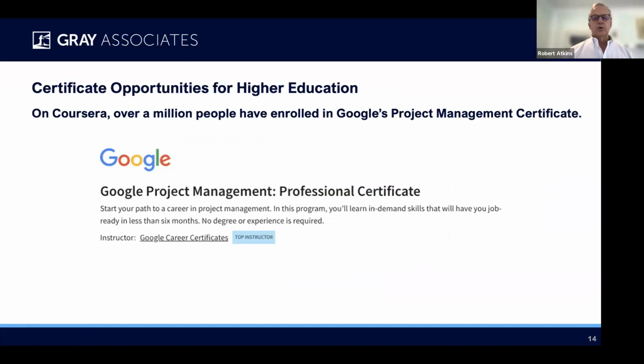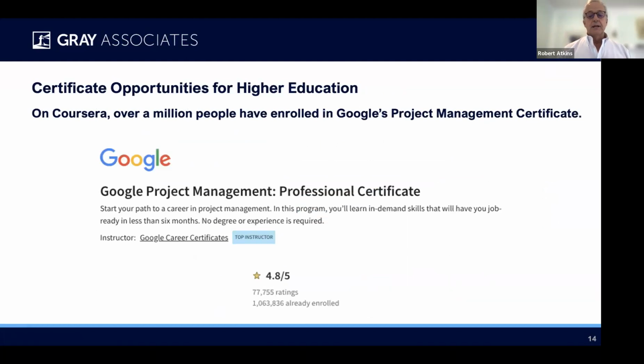Now, what are these courses and how do they align with job markets? Well, Google offers a course on Coursera, and over 1 million people have enrolled in it. It's Google's project management certificate. And as they say here, it starts your path to a career in project management. They allege that you'll learn in-demand skills that will have you job ready in less than 6 months. No degree or experience is required. That's quite a claim.